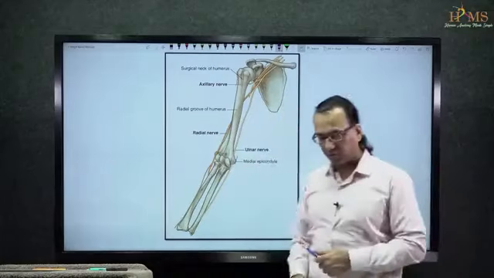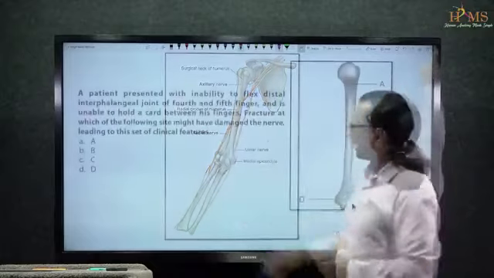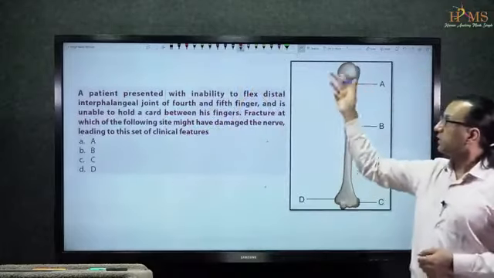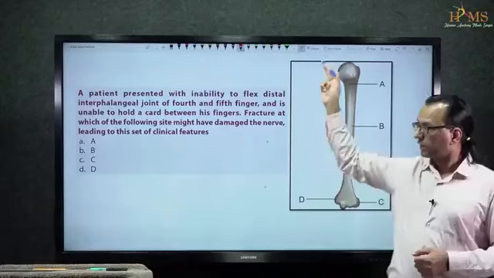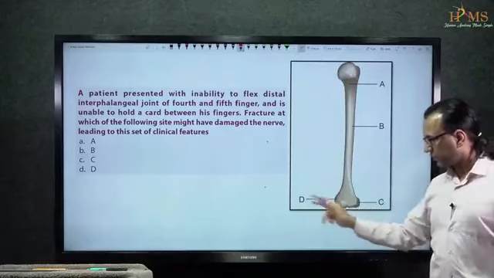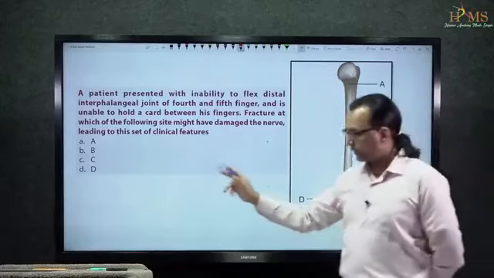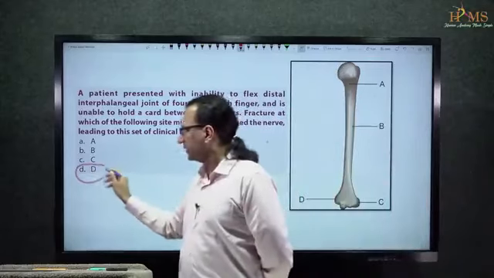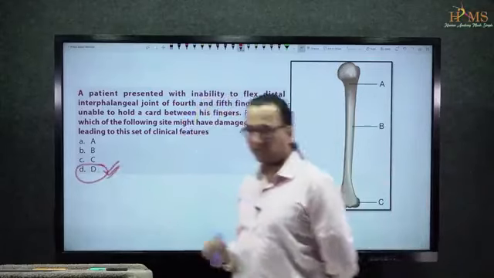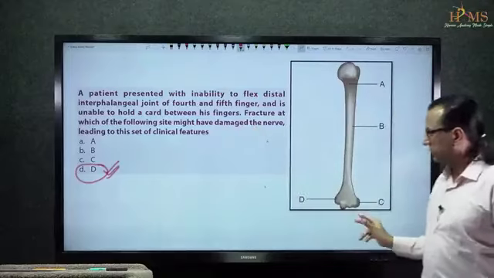So that is our question. Let us go back to the question now. So as we suggested earlier, medial is the head of the humerus and the medial epicondyle is here. So marker D should be our answer. Choice number D should be our answer. It is an ulnar nerve injury case as such.